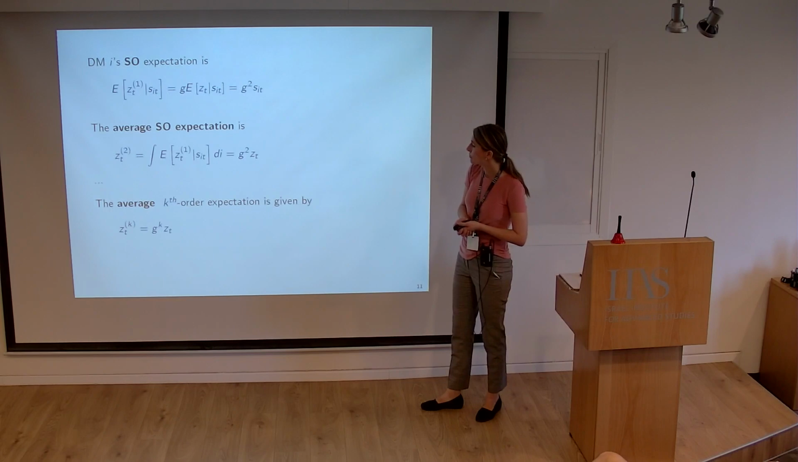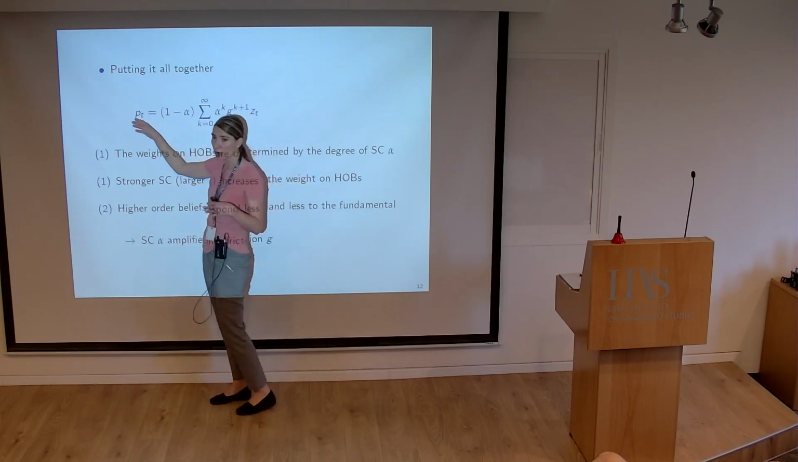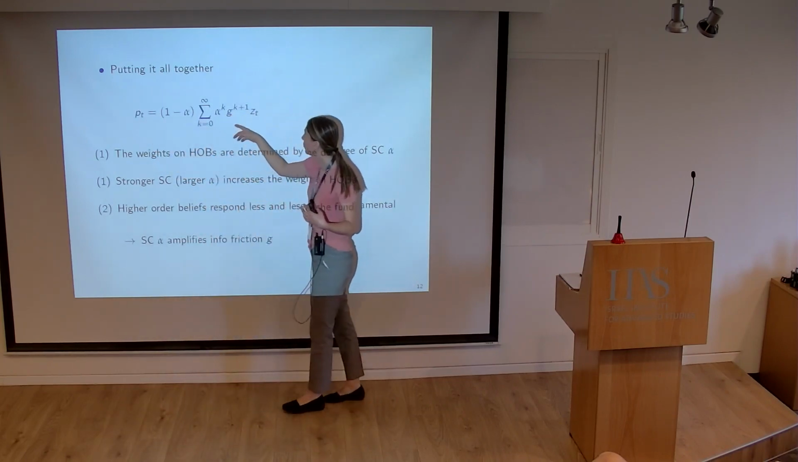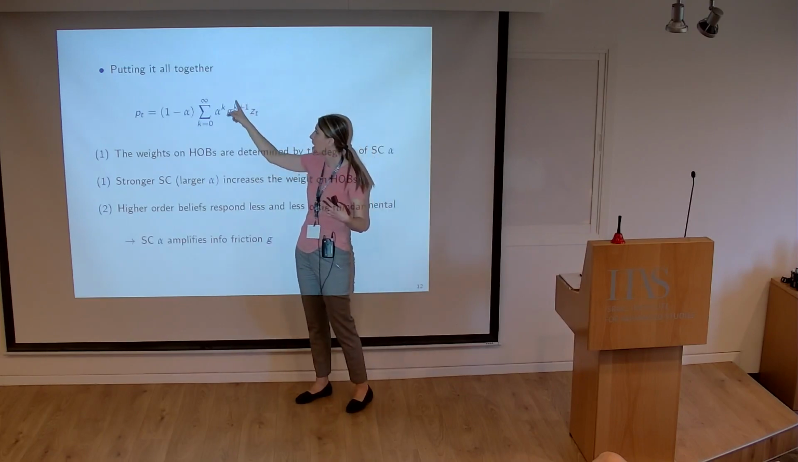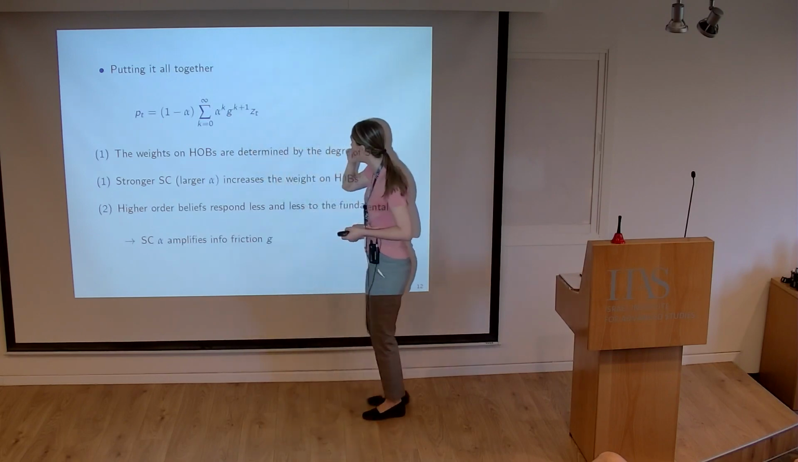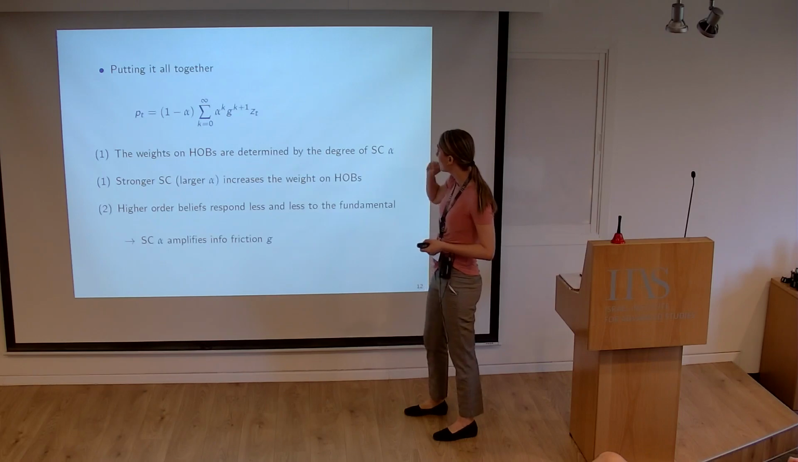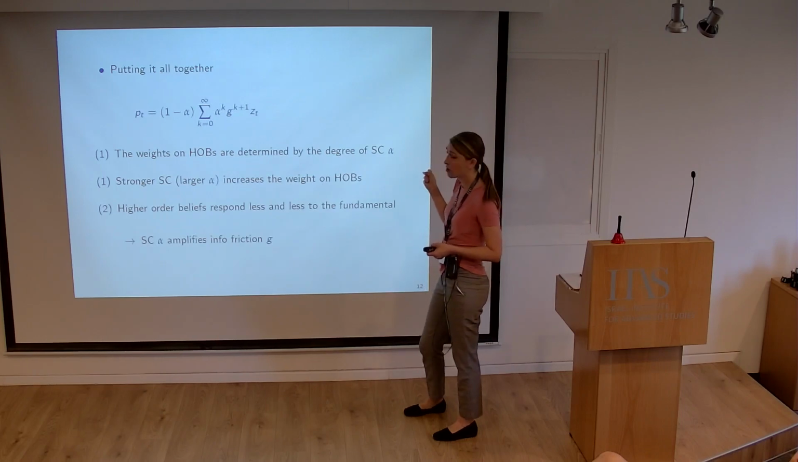Good. Okay, so now we can put it all together and we can say that the aggregate outcome, the average price in the economy, is going to be a weighted average of these gains times the fundamental, right, with the weights given by the strategic complementarity and the gains given by the precision of the signals relative to the volatility of the fundamental.